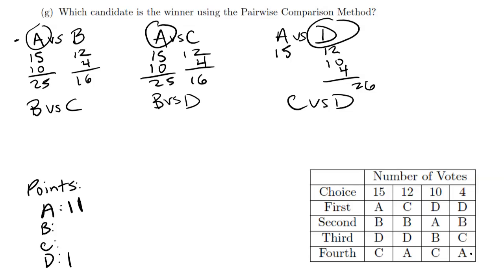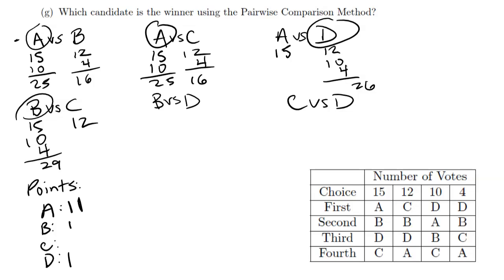Now we can look at B versus C. In the first column, B is preferred, so B gets 15. In the second column, C is preferred, so C gets 12. In the third column, B is preferred, so B gets 10. And in the fourth column, B is preferred again, so B gets 4. So B has 29 votes versus C's 12. So B wins 1 point.